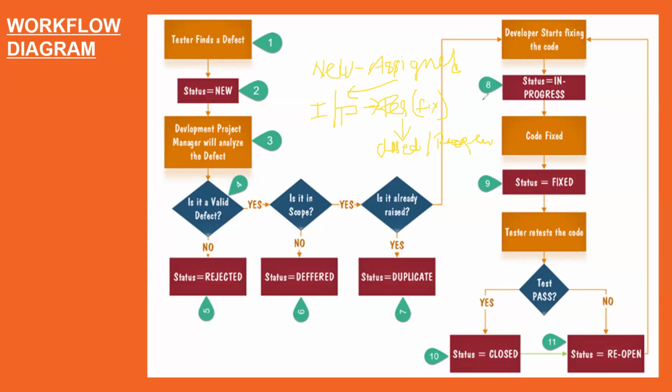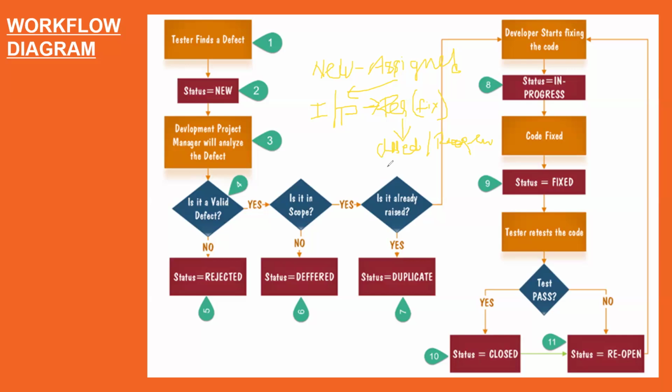Understood? 1, 2, 3, 4, 5. 5 states. Okay. Defect life cycle will have the 5 states: new, assigned, in progress, resolved, closed, or reopen. Got it? If it is reopen, again it will go through assigned, in progress, resolved, and closed. Got it? Any questions so far?